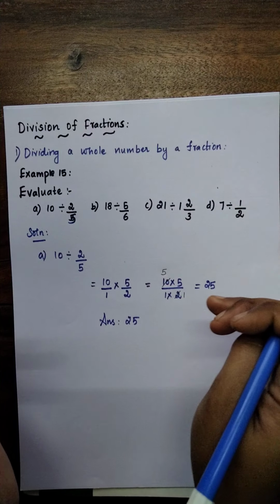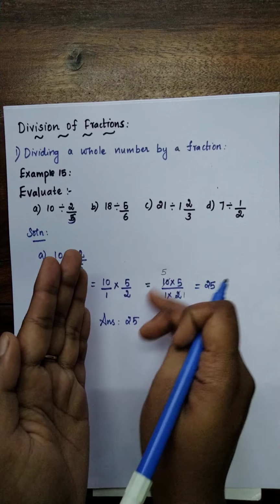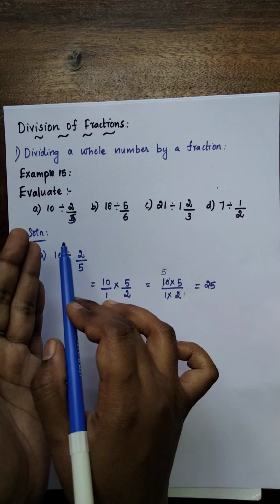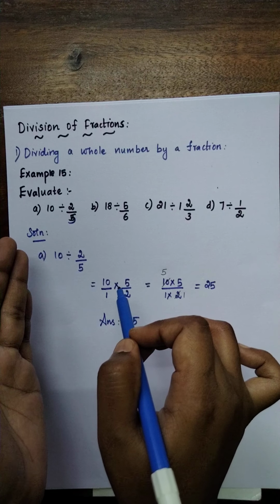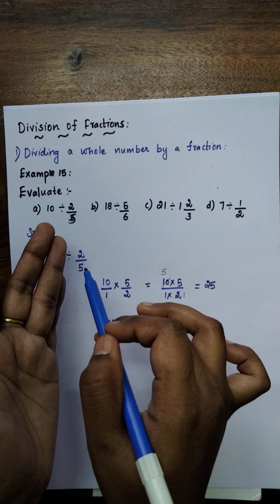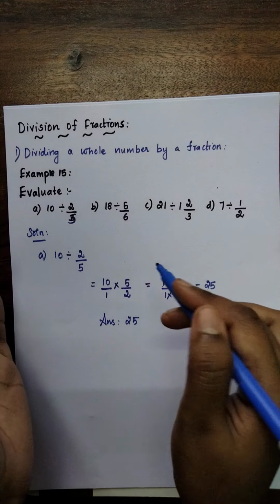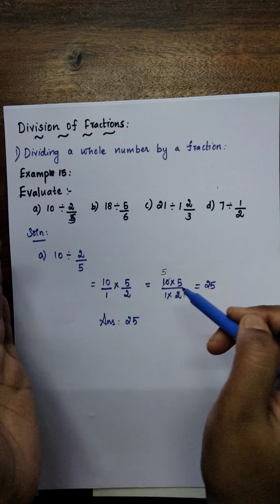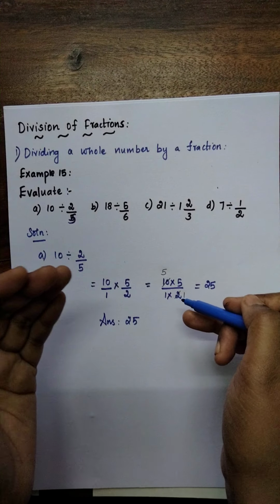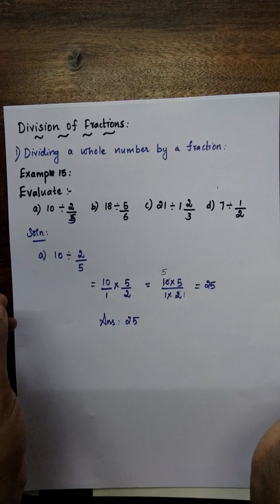Clear? When dividing a whole number by a fraction, we multiply the whole number by the reciprocal of the fraction. So first write 10 as 10 by 1, then change the division symbol into a multiplication symbol. Then take the reciprocal of the fraction, 2 by 5 becomes 5 by 2. Then multiply the numerators, 10 into 5 divided by 1 into 2. If there is a common factor, cancel it. We cancel 10 and 2. So our answer is 25. Clear?